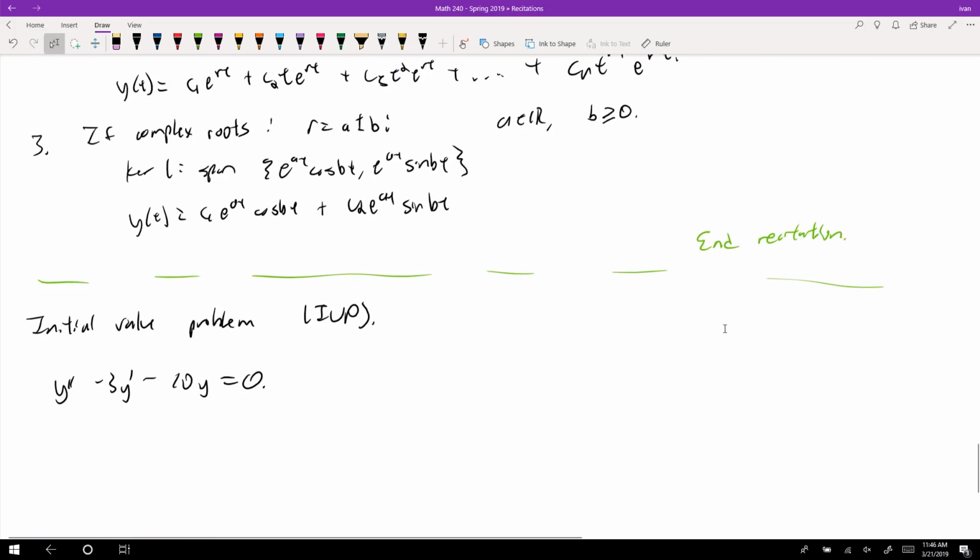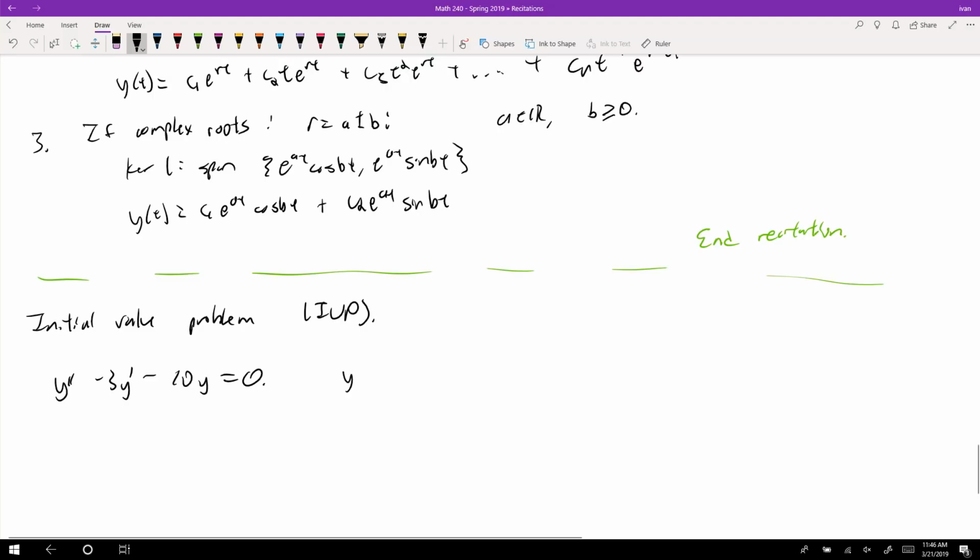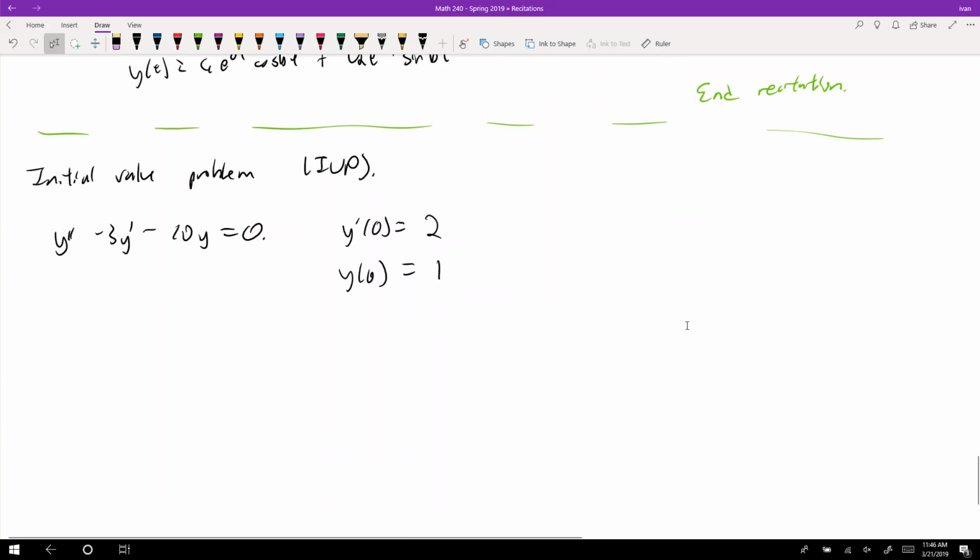So let's say y prime at 0 is equal to 2, and let's say y of 0 is equal to 1. Okay, so how do I solve this diffy Q?